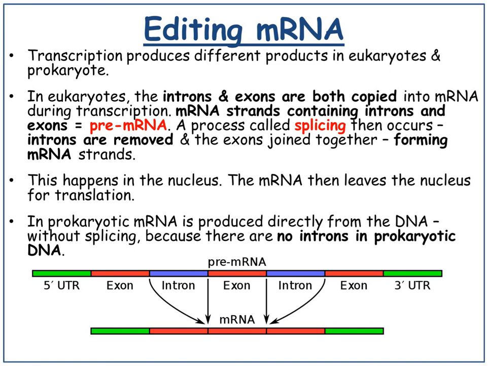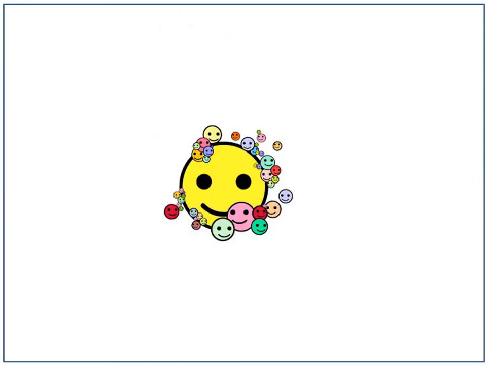In prokaryotic cells, the mRNA is produced directly from the DNA without splicing because there are no introns, or there's no non-coding DNA. So there's no introns in prokaryotic DNA. So that is it for transcription.